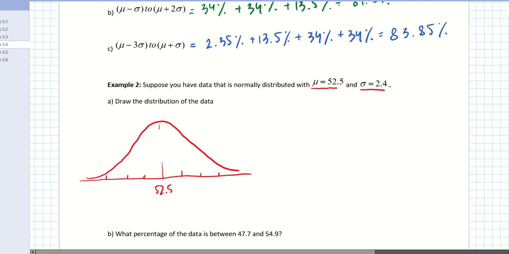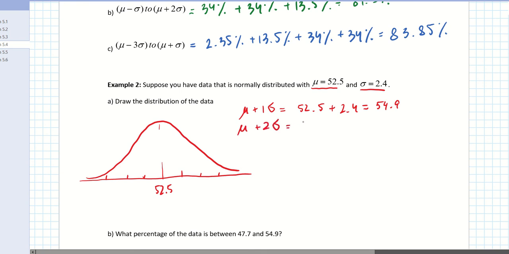Now, because we know the value for sigma, we can actually calculate the actual number that's gonna go here on the x value. So I don't know what these values represent. It just says data, so we don't know what these are. But we can actually calculate it. So for example, you can do your mu plus 1 sigma, which is going to equal 52.5 plus 2.4, which is going to equal 54.9.